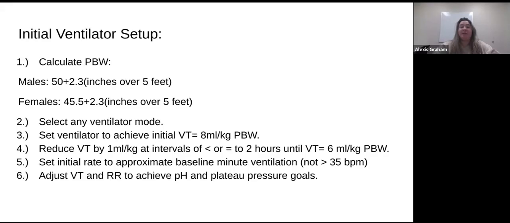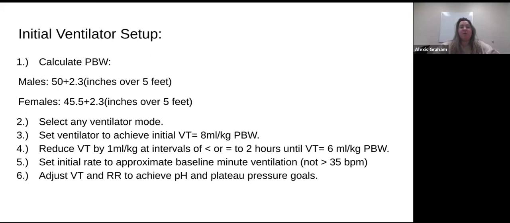The initial ventilator setup would be to calculate predicted body weight. Males and females are pretty similar. Males are 50 plus 2.3 times inches over 5 feet, and females are 45.5 plus 2.3 times inches over 5 feet. Next, you're going to select any ventilator mode, and set the ventilator to achieve an initial tidal volume of 8 milliliters per kilogram of predicted body weight.